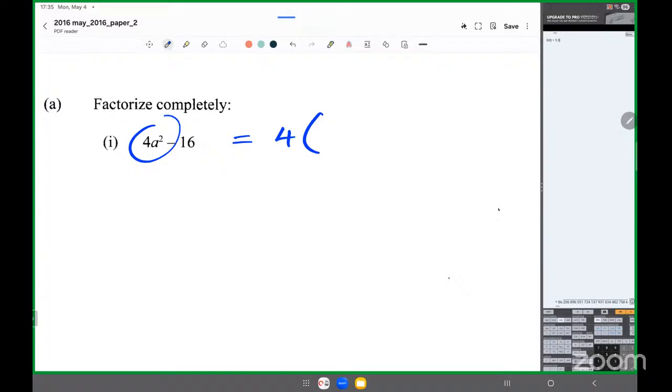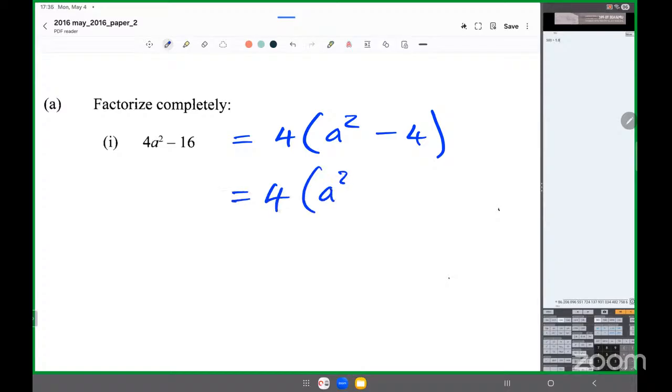Out of this, I'm going to have a squared minus, out of this, I'm going to be left with a 4. We have to know that this 4 is a perfect square, the same as 2 squared. So this becomes 4 into a squared minus 2 squared. Then inside here now, we have the difference of 2 squares.